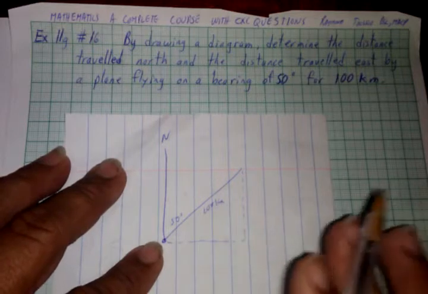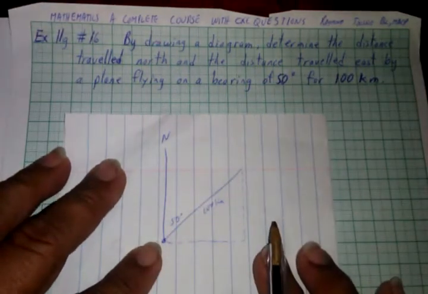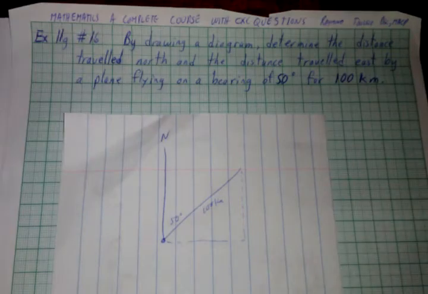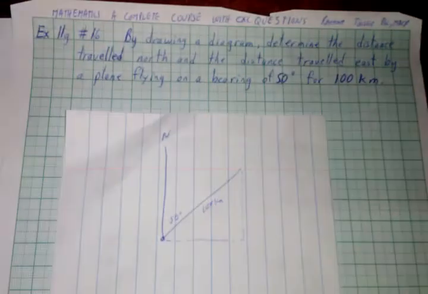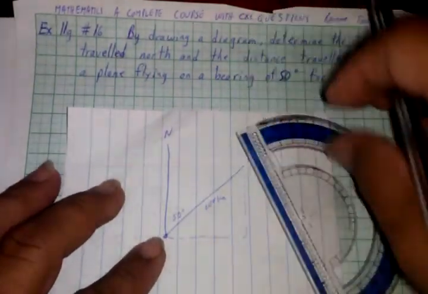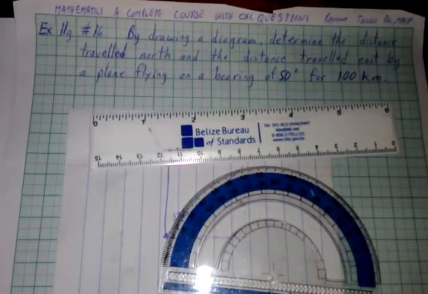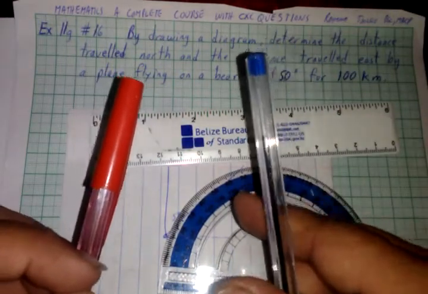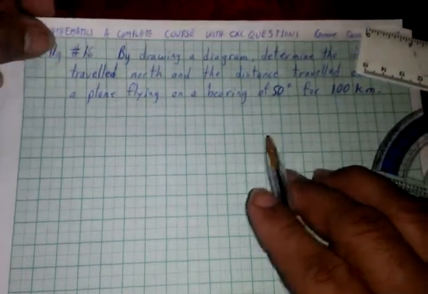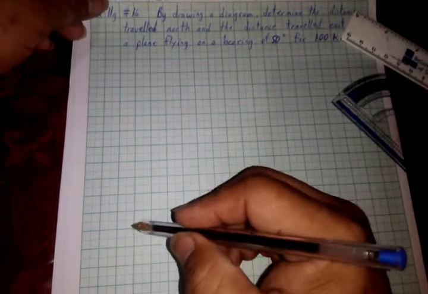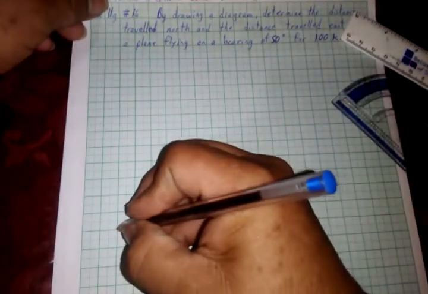Okay, so there are many ways to solve this. Let's try it as simply as possible. Here we go. Calculator out of the question. It says by drawing, so we need a protractor, a ruler, and a pencil. I'm going to use a red pen and a blue pen so it can be much more visible. So let's start. Since it's a bearing of 50 degrees, let's go to this side. I'm coming here, and this is my reference point.